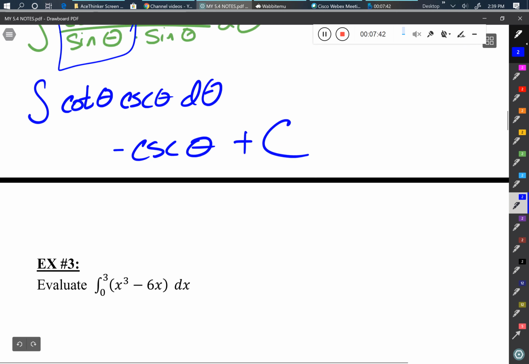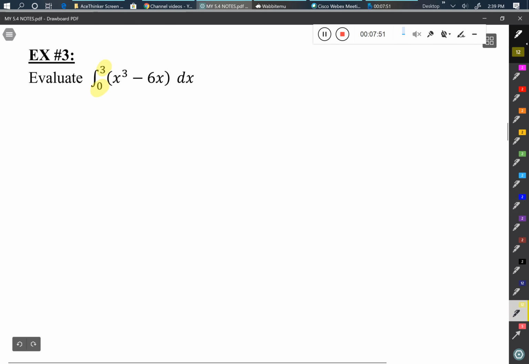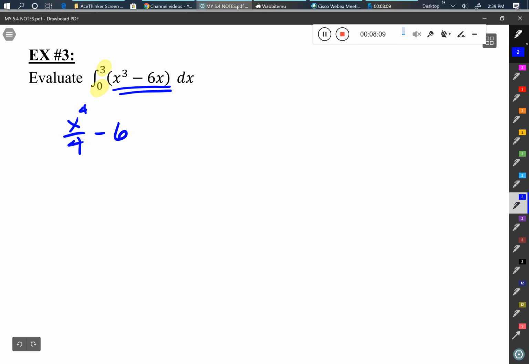Right? What about this guy? This one is incredibly different than the last two, because look what's sitting right here and here. We have limits of integration, and limits of integration tell me that when I find my antiderivative, I'm not done. This is not an indefinite integral, this is a definite integral, which means my final answer is going to be a numerical value. So the first thing I have to do, though, is find the antiderivative of that. Right? So my antiderivative is going to be x to the 4th over 4 minus 6 times x squared over 2. And then this whole thing needs to be evaluated from 0 to 3.